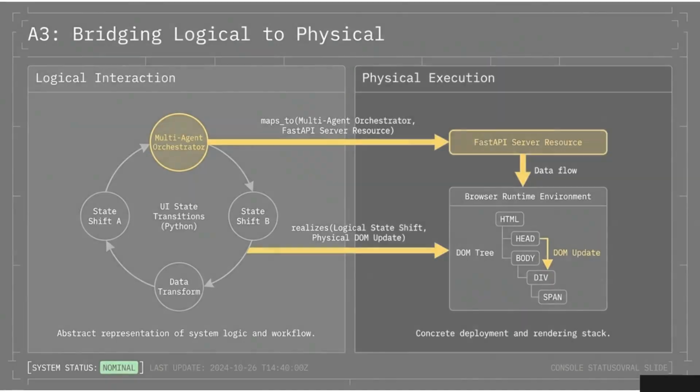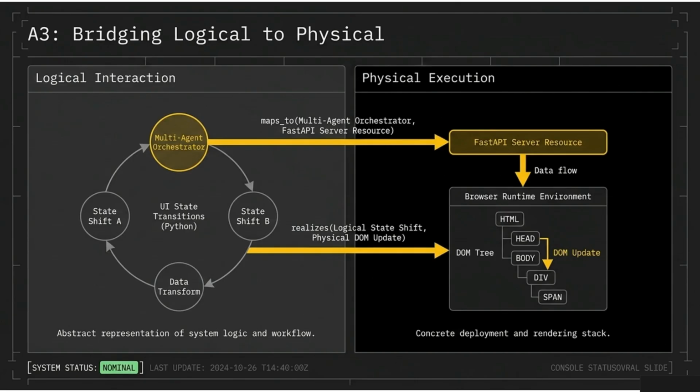A key function is bridging logical to physical. The multi-agent orchestrator manages logical interactions and state transitions. This then maps to the physical execution, resulting in DOM updates in the browser runtime environment for the user interface.